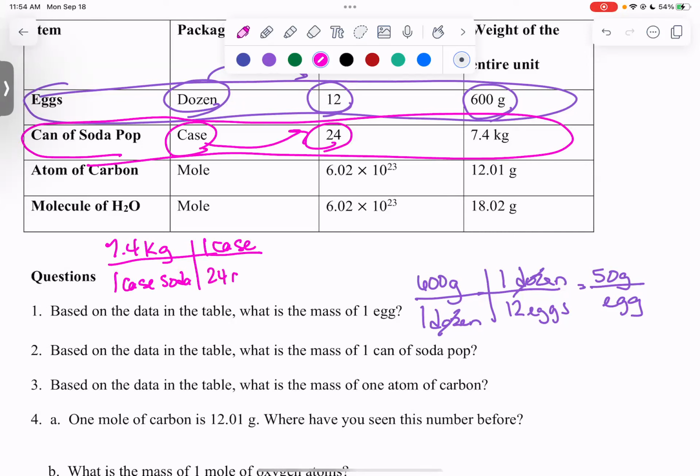All right, so 1 mole of carbon is 12.01 grams. That's what we just said right here. So where have you seen this number before? Well, if you look on your best friend, right? Here's our best friend, the periodic table. And we have carbon right here is 12.01. So this is the atomic mass of carbon. And it's from the periodic table.